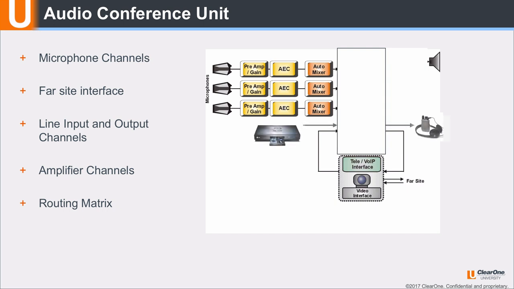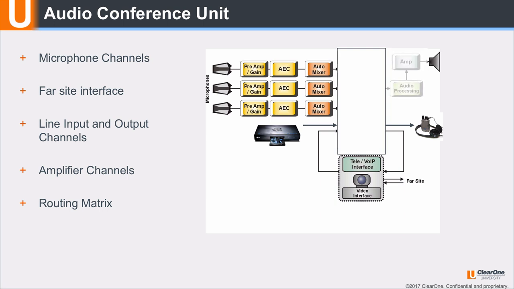Line level inputs interface to program sources such as Blu-ray players or to external far site interfaces. Line level inputs do not have a mic preamp or acoustic echo cancellation and are generally not used to interface to microphones. Line level outputs interface to recorders, assisted listening systems, or external amplifiers, just to name a few.